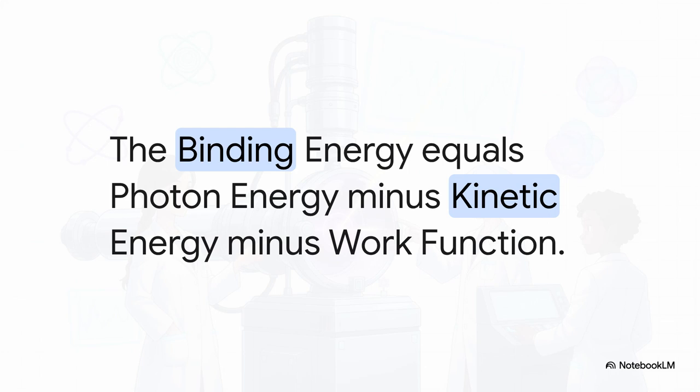Okay, so this fundamental equation right here is absolutely crucial. The binding energy of the electron is equal to the incoming photon energy minus the measured kinetic energy minus the spectrometer's work function. It's simple math, really, because we know the exact energy of the X-rays we're firing at the sample, and our instrument is measuring the kinetic energy of the electron as it flies away. We can just solve for the binding energy.